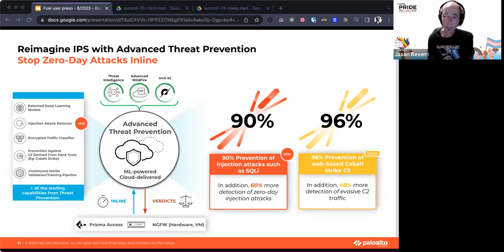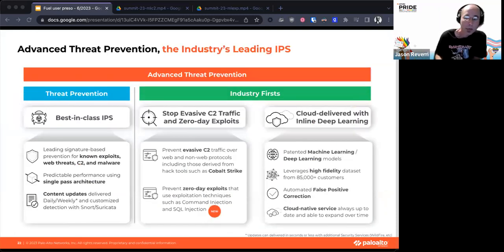With these new detection engines, we've observed roughly a 60% increase in the detection of unknown or zero-day type exploit attempts that leverage injection techniques. Palo Alto Networks' Advanced Threat Prevention cloud service includes the best-in-class capabilities of blocking known threats, as well as the industry-first inline prevention of zero-day attacks, joining together our existing signature-based prevention capabilities with the new cloud-based deep learning models.